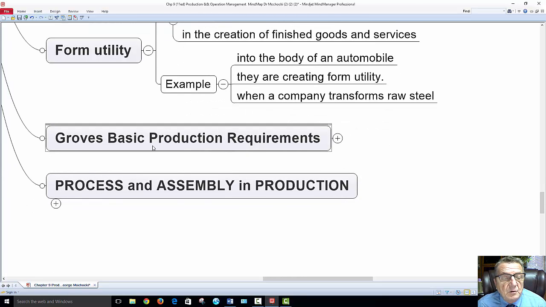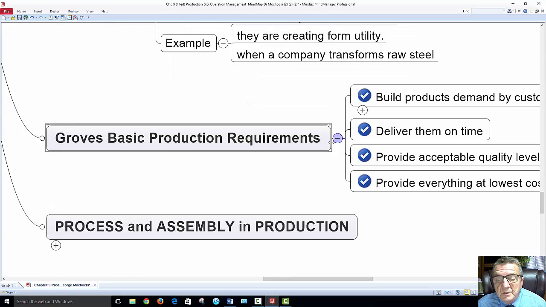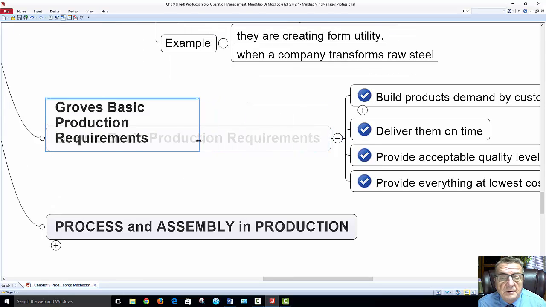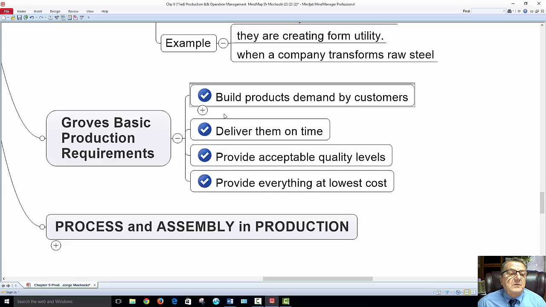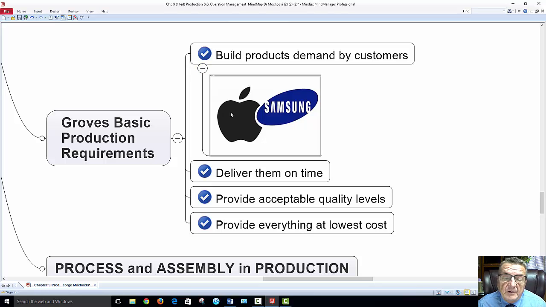Okay, good example. The basic production requirements, and let me just group it up here. Build products demanded by customers, unless there's something they don't want. If I look at Samsung and Apple, they're both competitors, but they're both always one ahead of the other to build something that the customers want. Or they didn't know they wanted it, but they did a good marketing campaign and provided them that want or the need that they need.